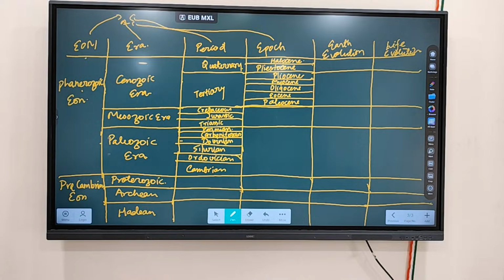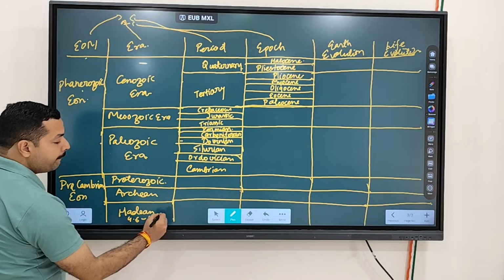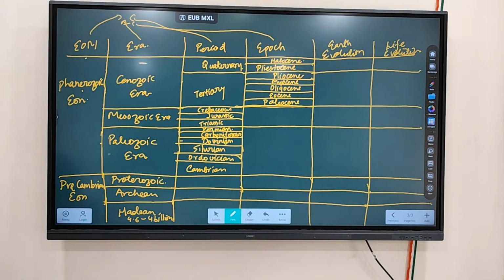Now, what has happened in the case of the Hadean period? The Hadean period is basically 4.6 billion years ago, when, as we discussed, our solar system was formed. So from 4.6 to 4 billion years ago, this period is called the Hadean period. Fine.